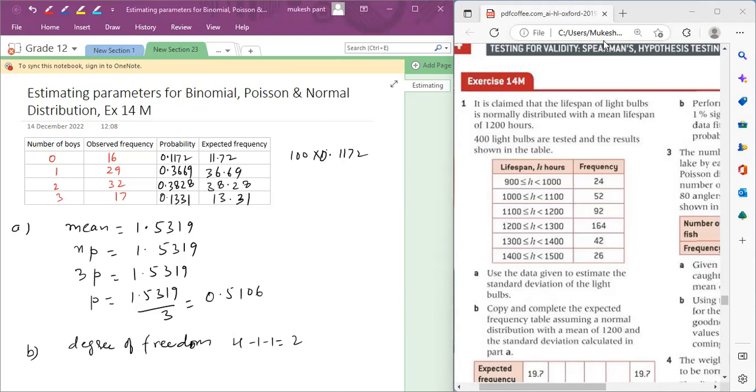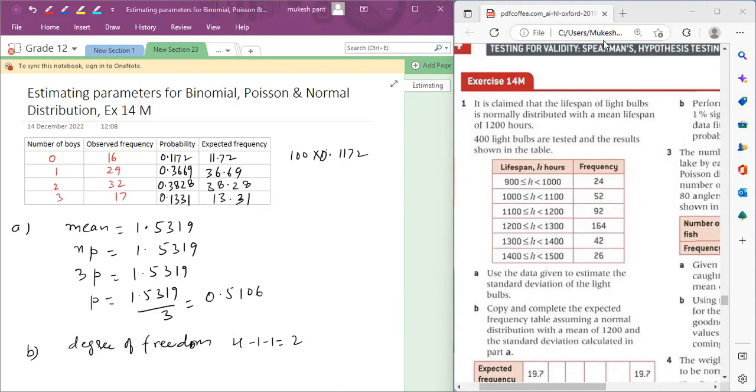For binomial distribution, the number of trials and probability of success will be given in the question. Similarly, for Poisson distribution, the average or the parameter will be given in the question, and similarly for normal distribution, the mean and standard deviation would be given in the question, right?